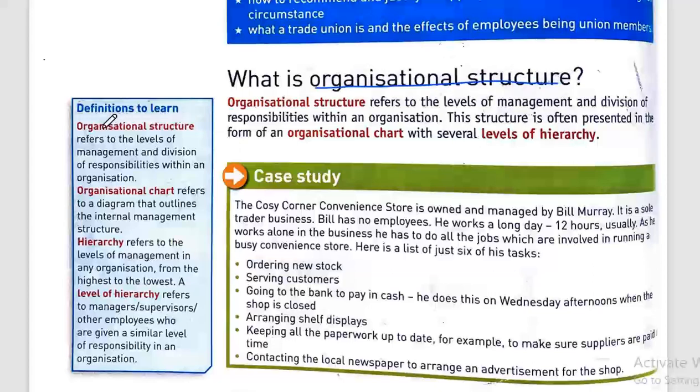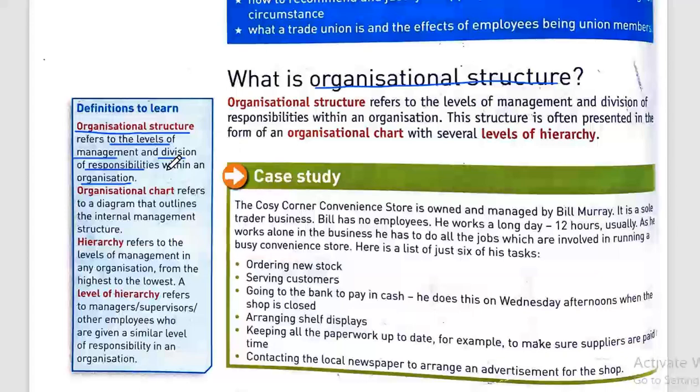So let's see over here the definition of organizational structure. The organizational structure refers to the levels of management and the division of responsibilities within an organization. So every organization, every business must have an organizational structure, which means dividing the whole business into different levels from the highest level to the lowest level, and each level will be given certain responsibilities and certain tasks.